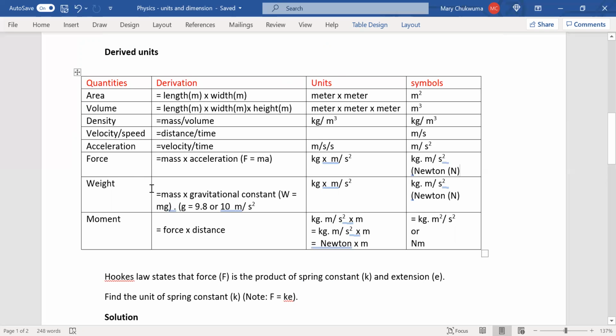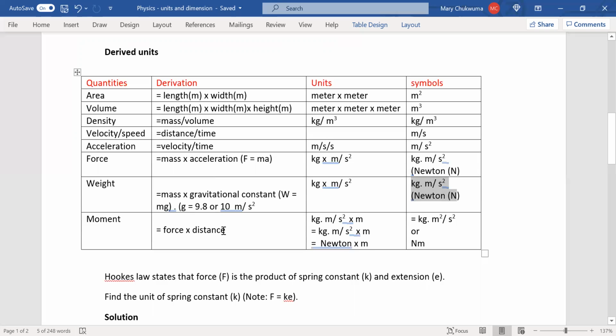Weight is similar to force. The only difference is that the acceleration due to gravity is a constant, which can be 9.8 or 10 meters per second square. So apart from that, the units and symbols will be the same, okay?